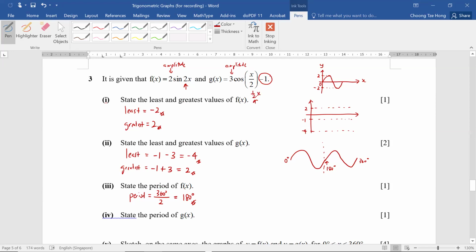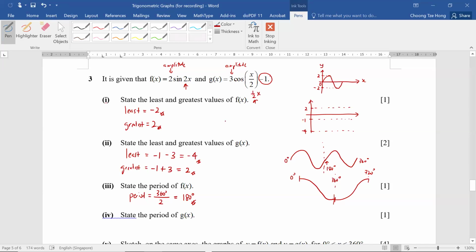If it's half x, it means that from 0 to 360, you only see half a wave, half a cosine wave. If I want to see one full wave, how much will it be? If here is 0 and over here is 360, then to see one full wave I need to continue here. You should be able to work this out as 720. That means for the second graph gx, the period will be 720.